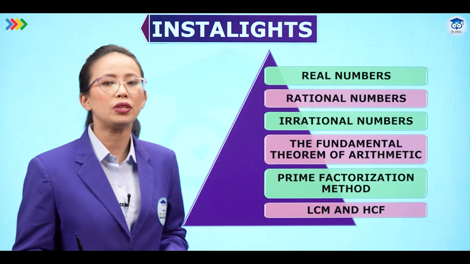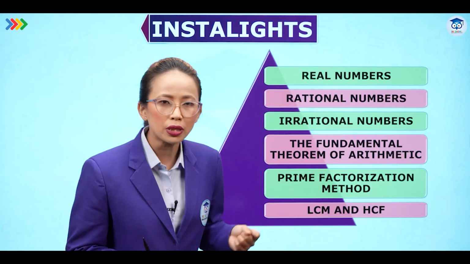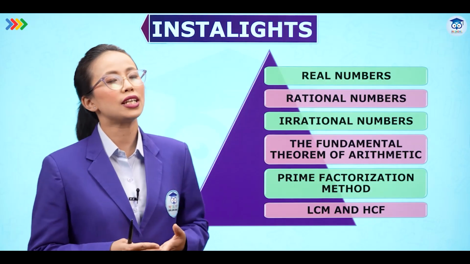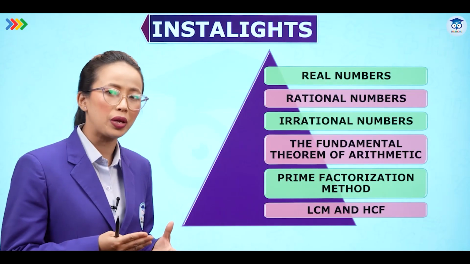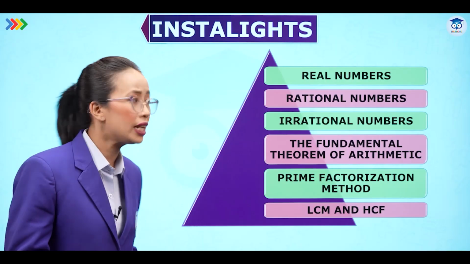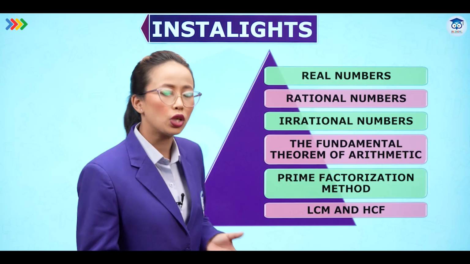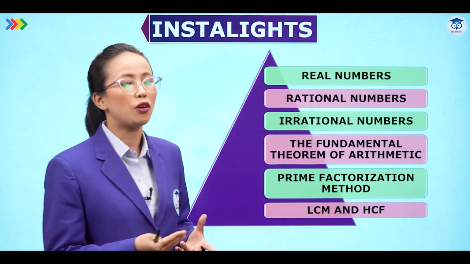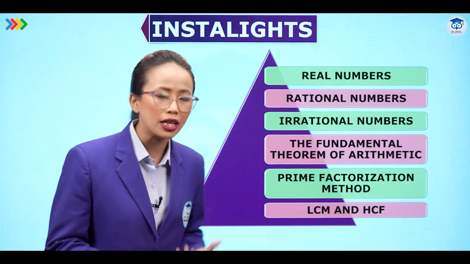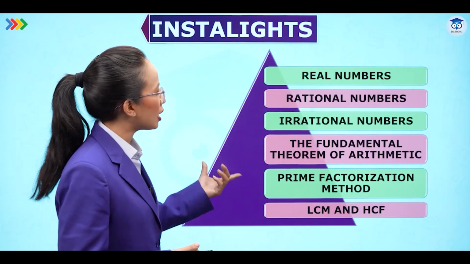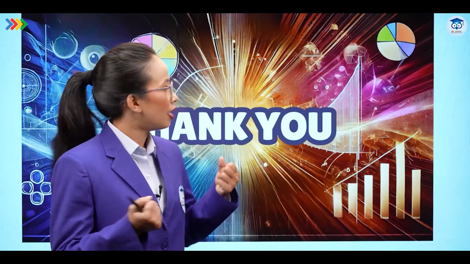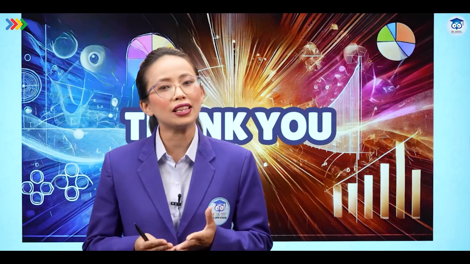Okay? In this chapter, we have understood about the real number system, which includes the rational numbers and irrational numbers. Rationals are the numbers which can be expressed in the form of a by b, where a and b are integers and b cannot be 0, right? And irrational numbers are the opposite of this, which cannot be expressed in the form of a upon b. We have also learned about the fundamental theorem of arithmetic, and also the prime factorization method to find the LCM and HCF. Okay, I hope you have thoroughly understood the real numbers.